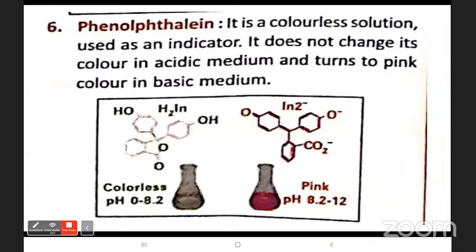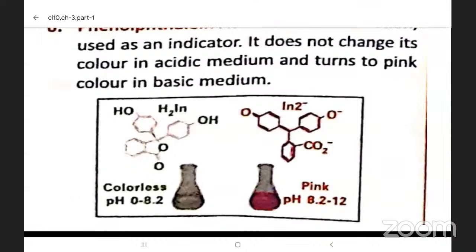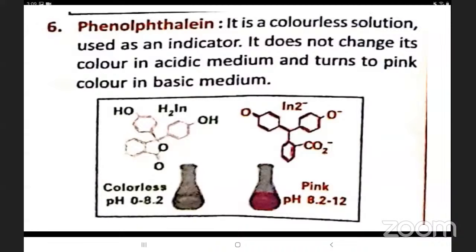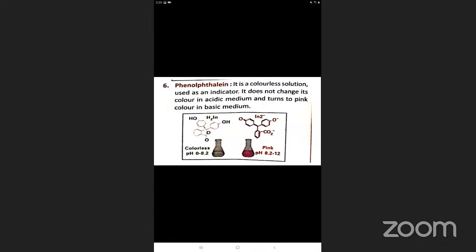And next one, phenolphthalein indicator. This phenolphthalein is a colorless solution. It is used as an indicator. It does not change its color in acidic medium and turns pink in basic medium.